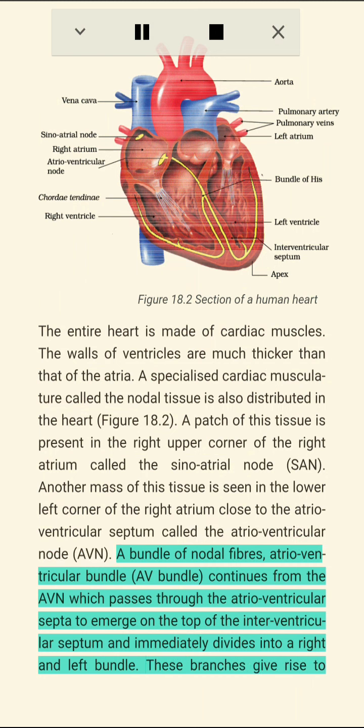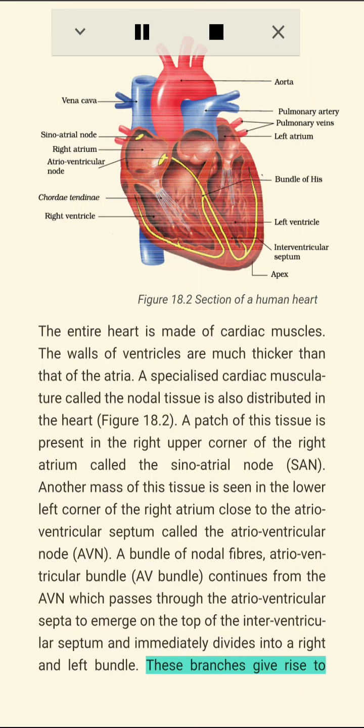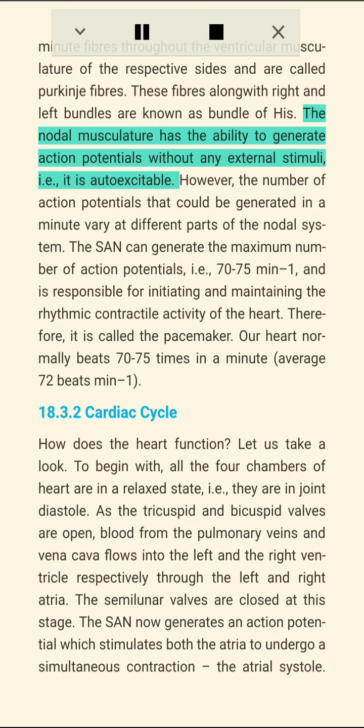A bundle of nodal fibers, the atrioventricular bundle (AV bundle), continues from the AVN and passes through the atrioventricular septum to emerge on the top of the interventricular septum, where it immediately divides into a right and left bundle. These branches give rise to minute fibers throughout the ventricular musculature of the respective sides, called Purkinje fibers. These fibers along with the right and left bundles are known as the bundle of His.